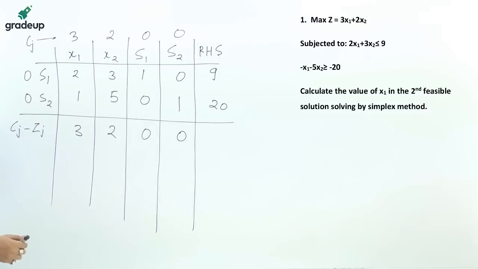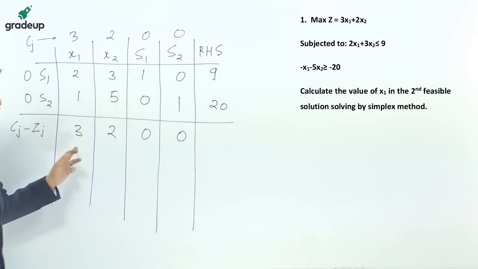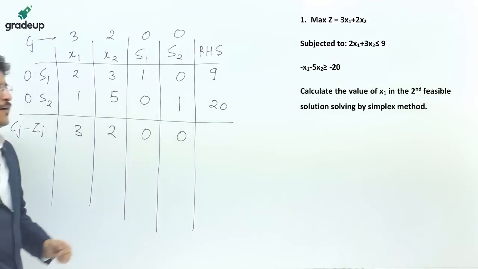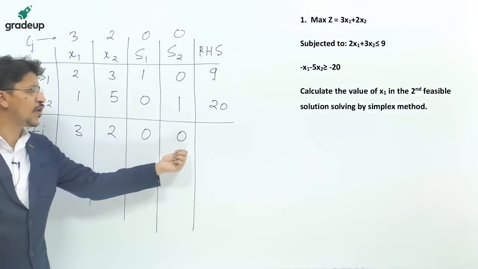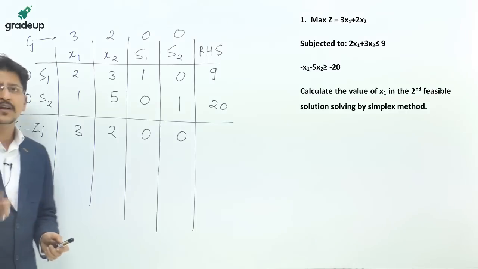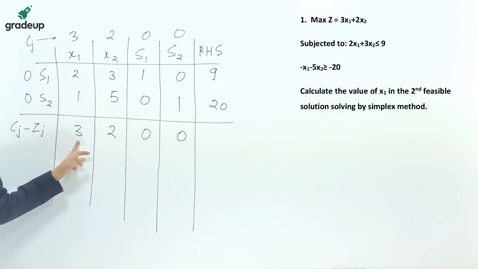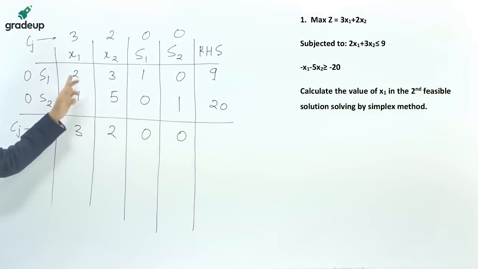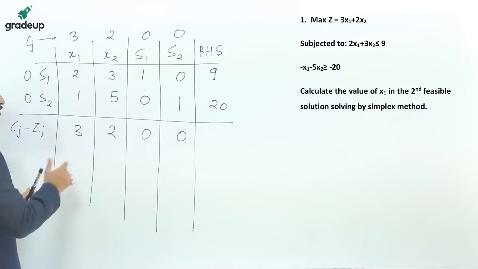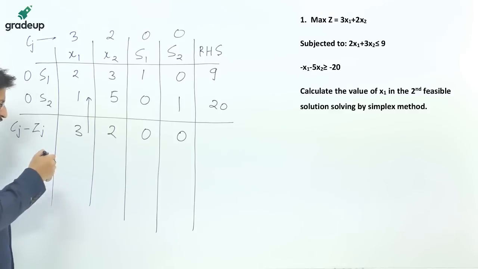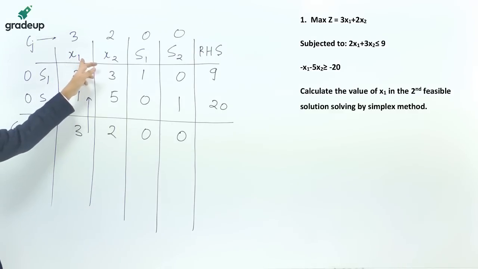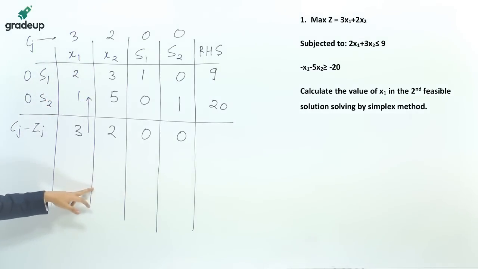Now, because this is a maximization problem, you have to find the highest value among all these. The variable corresponding to that value will enter the basis. Because this is the maximum value, this variable will enter. That means x1, which is a non-basic variable in the first iteration, will enter the basis in the second iteration. Okay, and what will be the leaving variable?